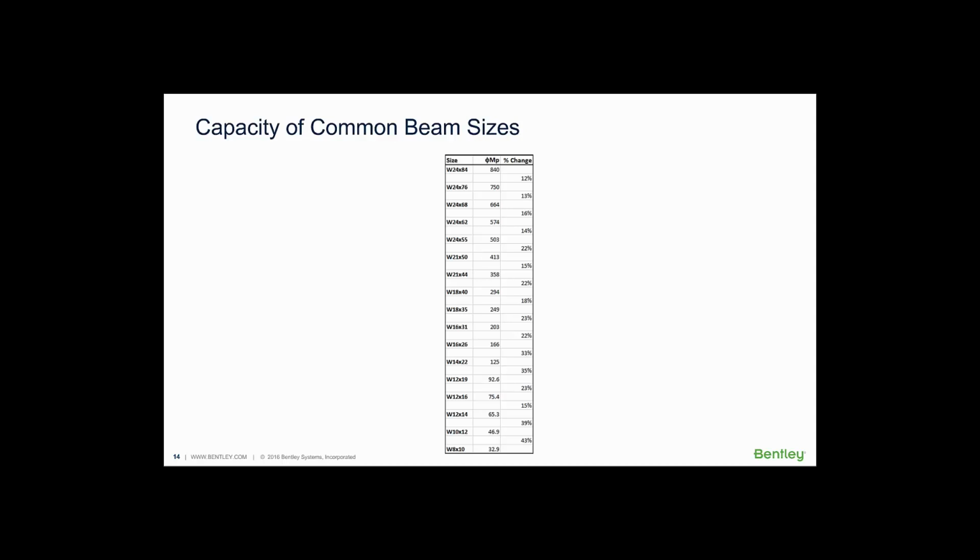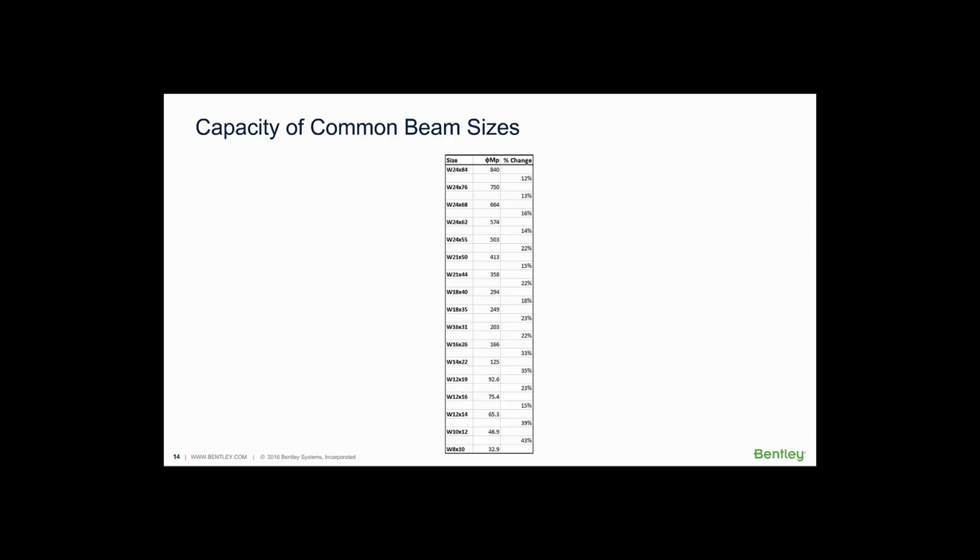So for example, at the very top we see that a W24x84 has a capacity of 840 kip-feet. And a W24x76 has a capacity of 750 kip-feet. And the change between those two is 12%. And if you look down that third column, that rightmost column, you'll see that as we go from common shape to common shape, there's a big jump, there's a big jump in the capacity of those shapes.